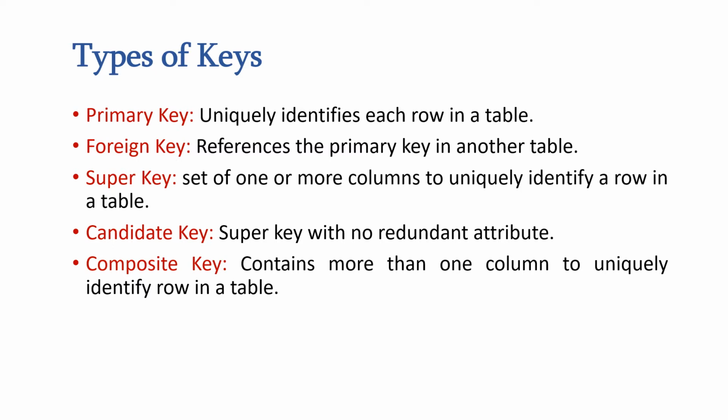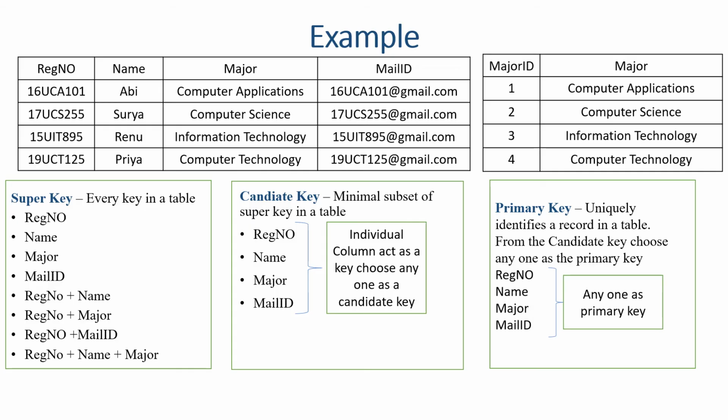Next one is the candidate key. The super key with no redundant attribute is called a candidate key. Next one is a composite key. It contains more than one column to uniquely identify the row in a table. So next we are going to see an example for all the keys.